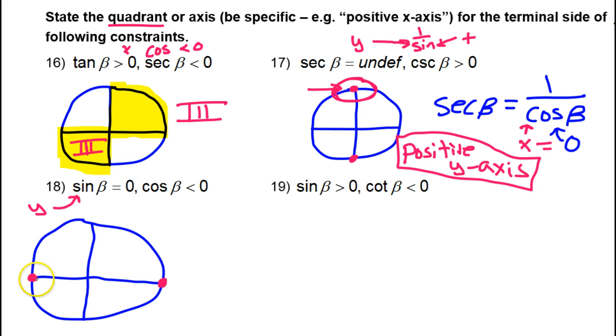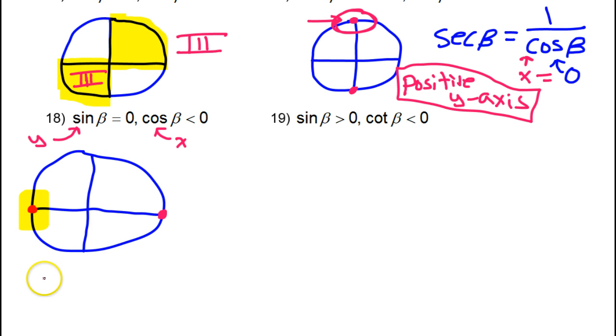To figure out which one it is, we need the second piece of information. Cosine is less than 0. In other words, cosine is negative. Well, cosine is an x value. So where are x values negative? X values are negative on the left-hand side. So that's the answer we are looking for. That's why the answer is the negative x-axis.